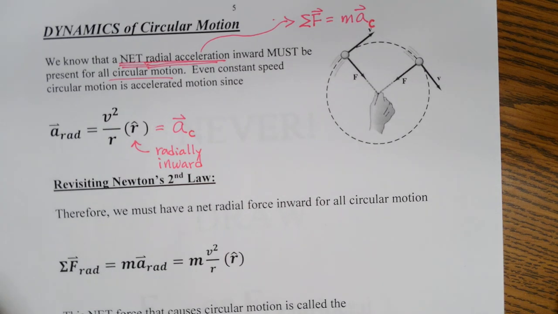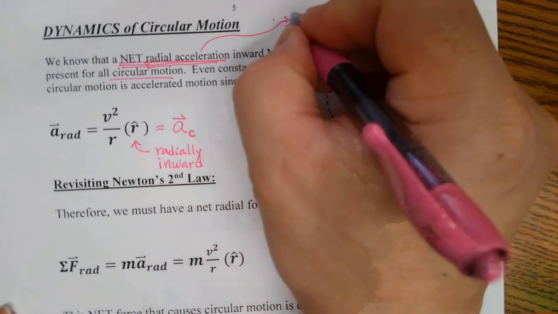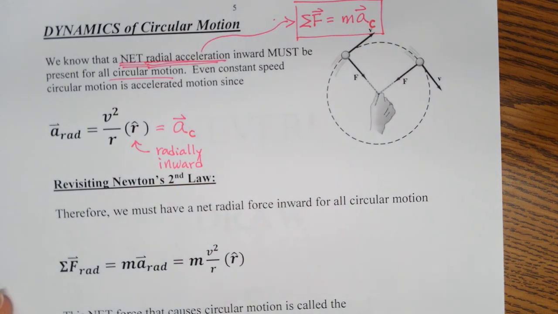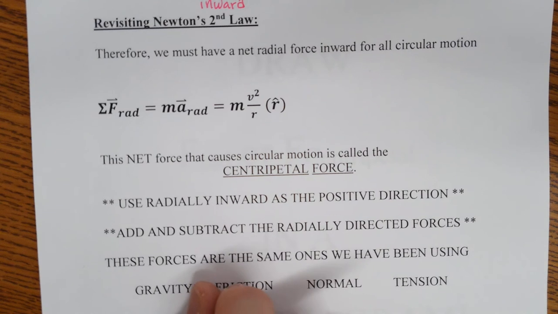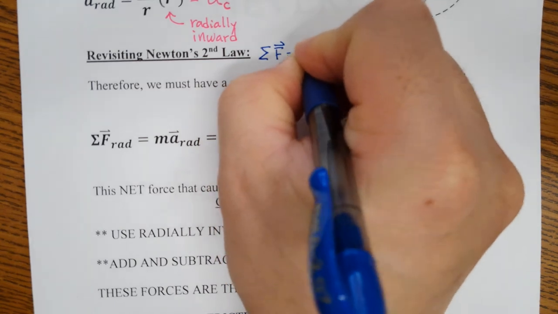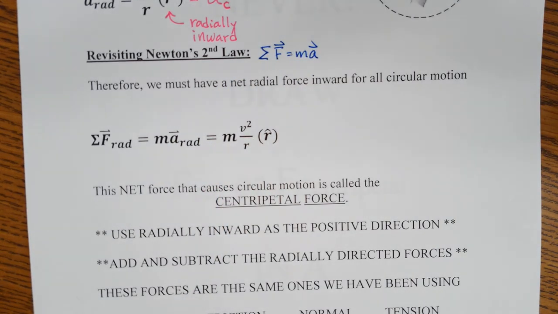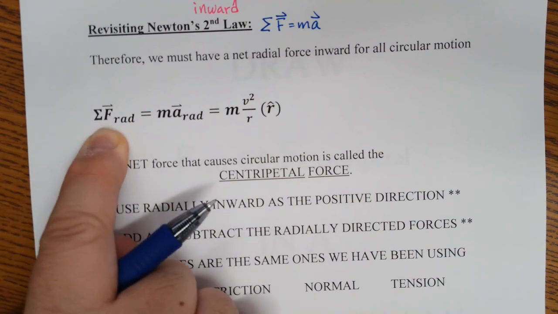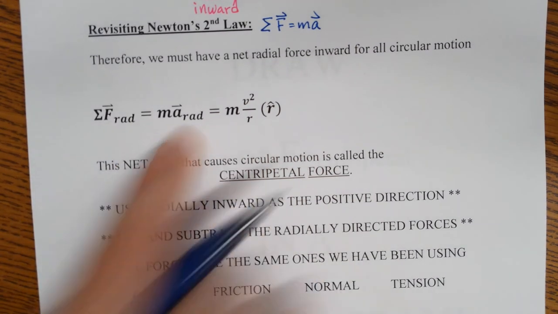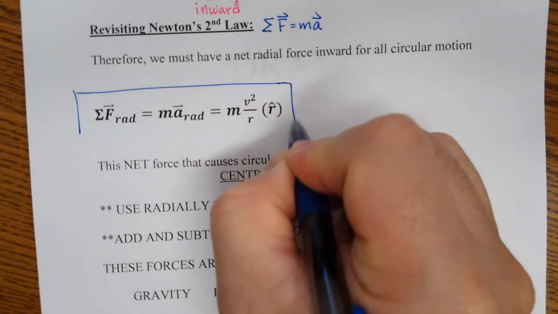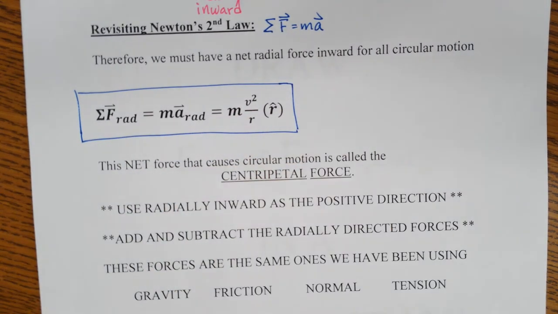So it's so important to figure out that net force is equal to m a_c. If you revisit Newton's second law, by pure definition, the net force is equal to ma. Therefore we must have a net radial force inward in all circular motion. F net radial is equal to m a radial, or m v squared over r, r hat. This is Newton's second law for circular motion.